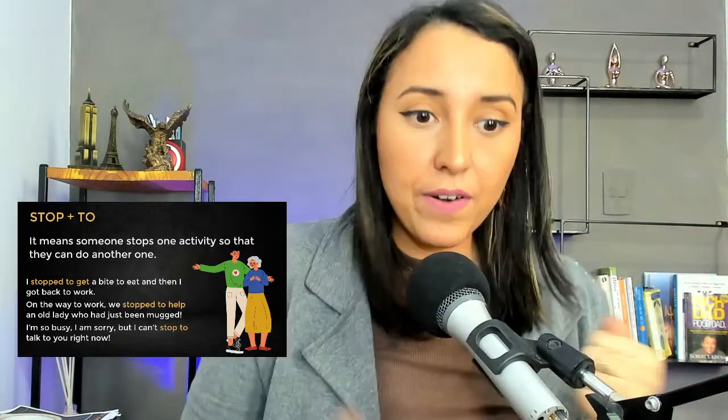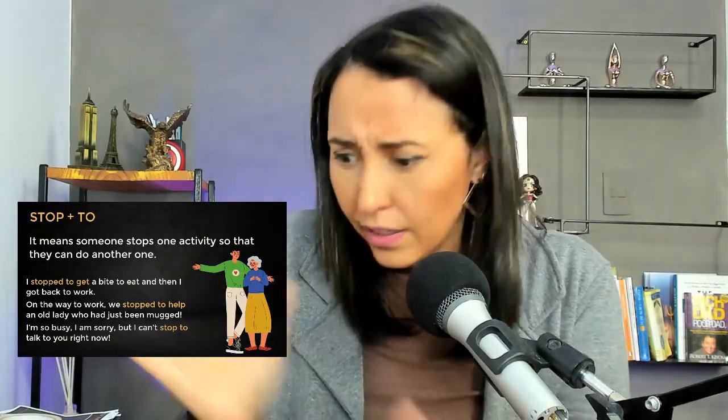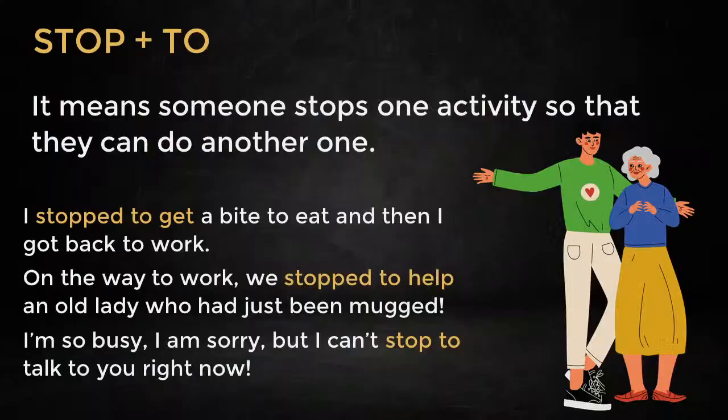Now, guys, here, on the way to work, we stopped to help an old lady who had just been mugged. So I was going to work, my friend and I, okay? My friend and I were going to work. And then we stopped to help an old lady. Why? Because the old lady needed help. So we stopped our activity, going to work, to help the old lady, poor lady who had been mugged, okay? We watched it from the car. Oh my God, an old lady. We stopped to help her, okay? That's the idea.